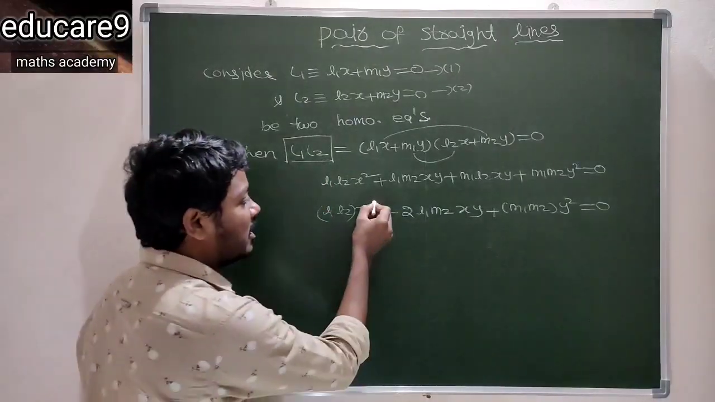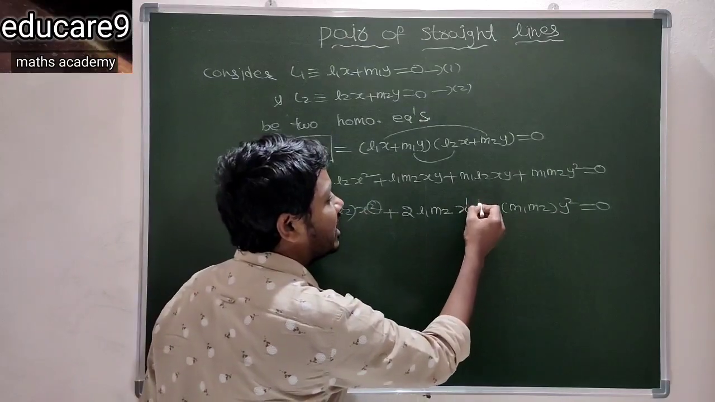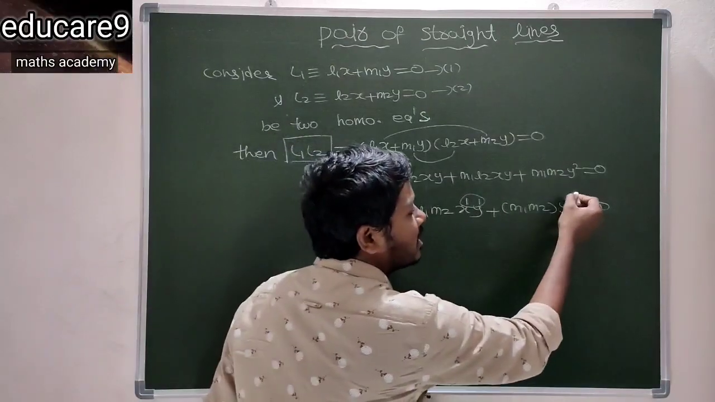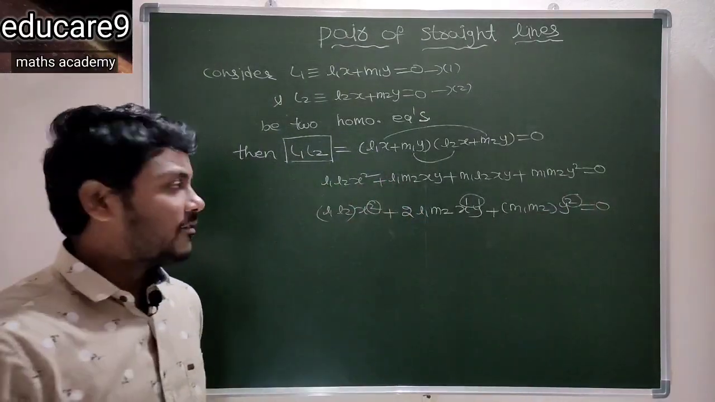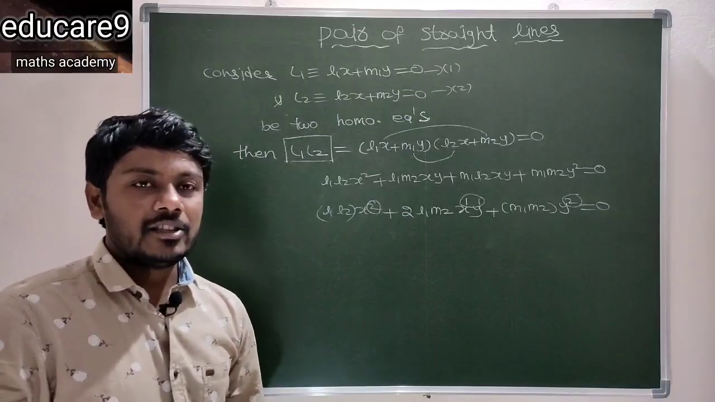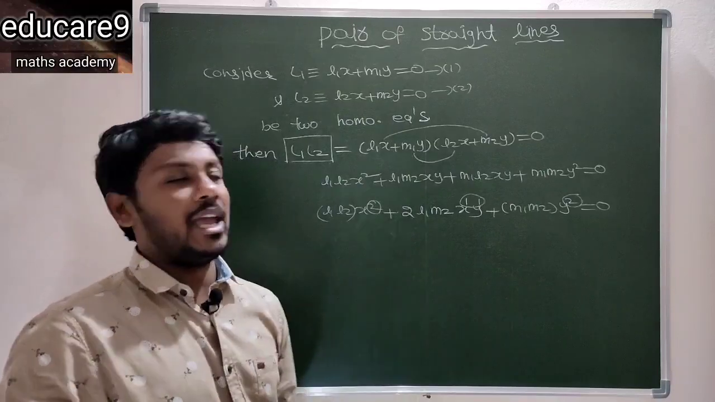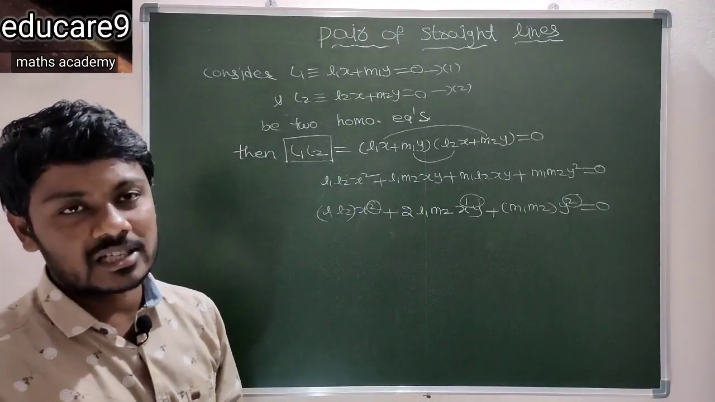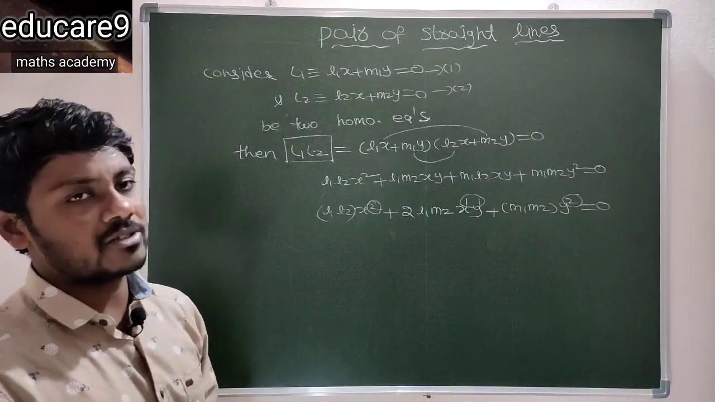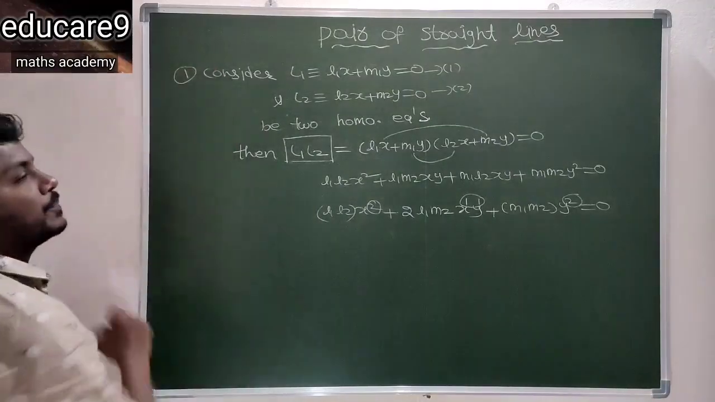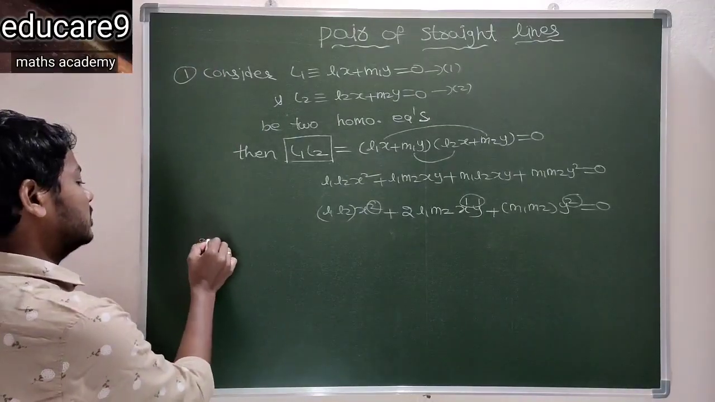So what you get? See here, degree is 2, degree 1, degree 1, total degree is 2. Here also degree is 2. So clearly from this you can say that the product of two homogeneous equations is also a homogeneous equation. Okay. So this is the first condition.